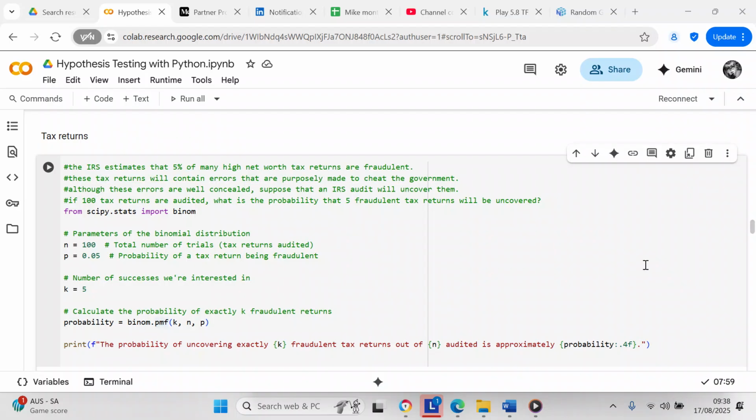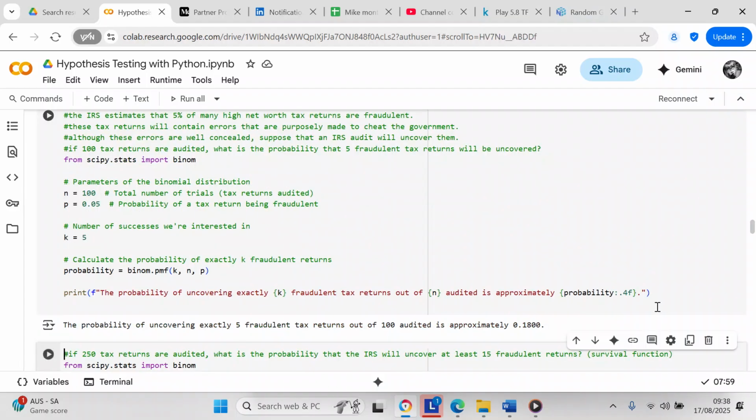Probability equals binom.pmf, that's probability mass function, K equals 5, comma, N equals 100, comma, P equals 0.05. And then we're going to print the probability of uncovering exactly K fraudulent tax returns out of N audited is approximately the probability. So the answer to that is the probability is 18%. To have 5 fraudulent tax returns out of 100 using a binomial distribution, it's 18%.